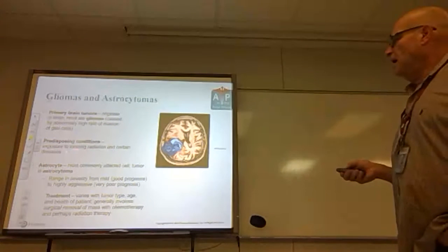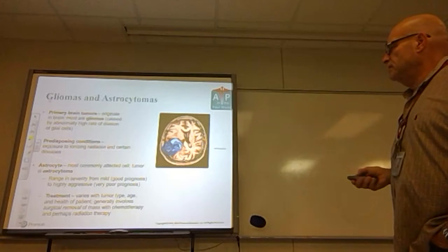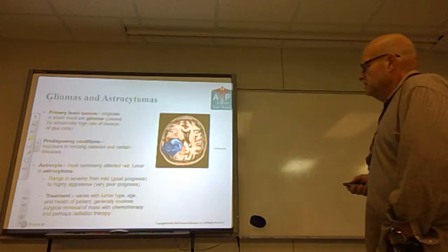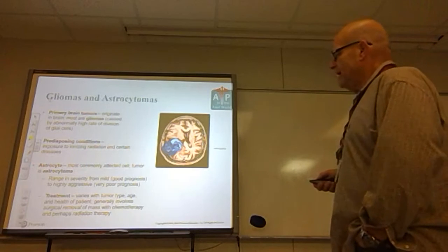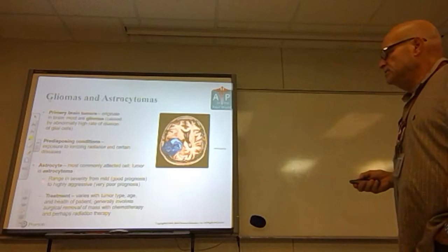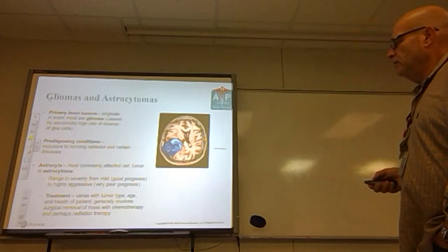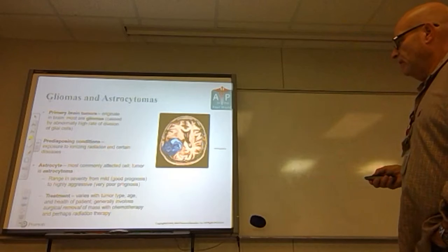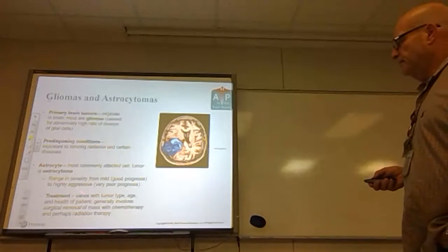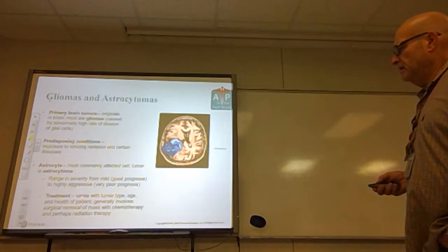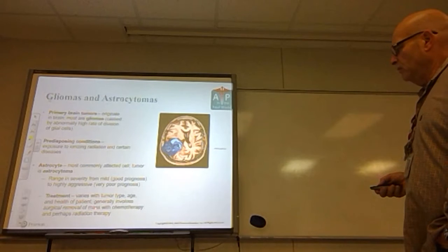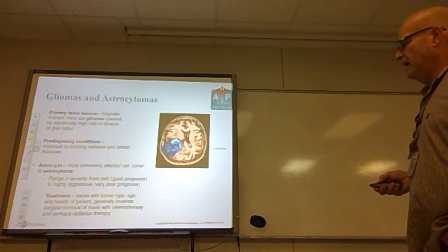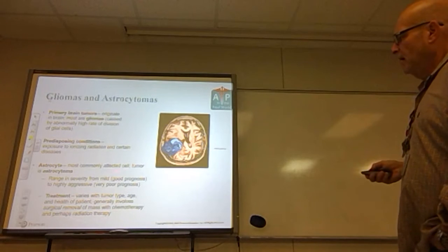Predisposing conditions: exposure to ionizing radiation and certain types of disease. An astrocytoma is a tumor of the astrocytes. These can range in severity from mild with very good prognosis to highly aggressive with very poor prognosis. Depending on the tumor type, treatment may include surgical removal, chemotherapy, perhaps radiation, but again, depending on type, age, and general health of the patient.